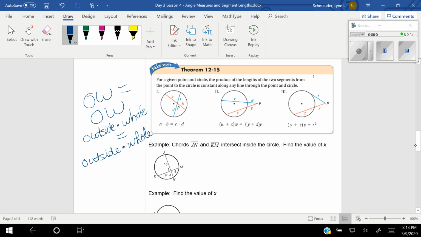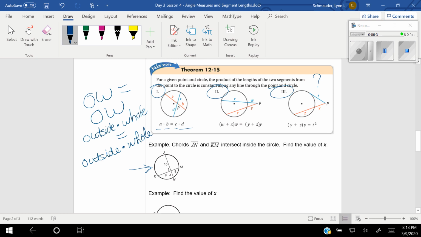You don't have to worry about what all those words mean. We're going to do outside times the whole equals outside times the whole. That actually, I got a little ahead of myself here. That actually applies for cases 2 and 3 of this theorem. Case 1 is much easier, right? If I've got two chords intersecting inside a circle, I know that part of one times the other part of that one equals the part of another times the second part of the other one. Okay, so let's do this example here, and then we'll get to some ow, ow examples.